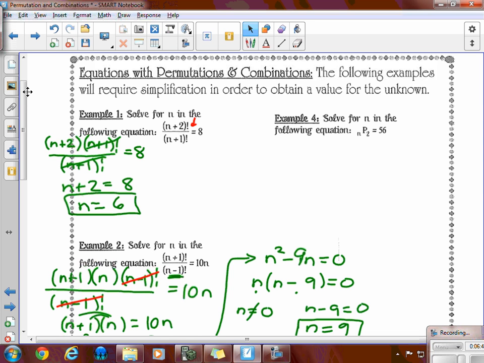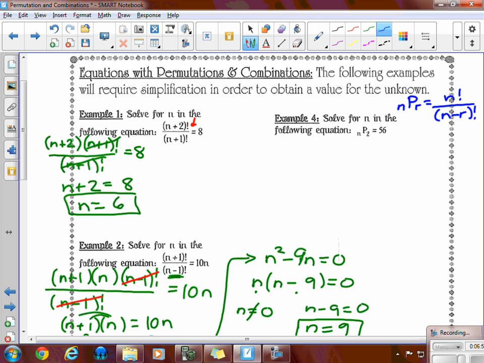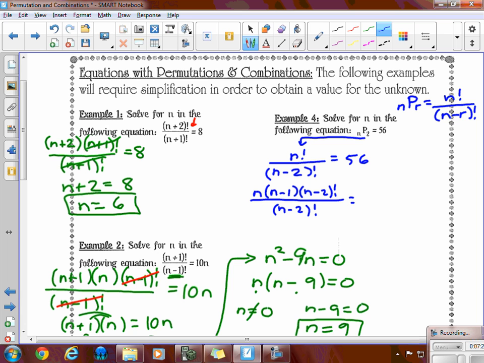And this one doesn't give us an equation to start with at all, so we have to go back to remember that nPr is actually n factorial over n minus r factorial and put in the information we need. So from here, I could say in that equation, that's n factorial over n minus 2 factorial, all equaling 56. Now the question resembles what we know. The top part is larger, so I'm going to count that down. n times n minus 1 times n minus 2 factorial, all over n minus 2 factorial equals 56.